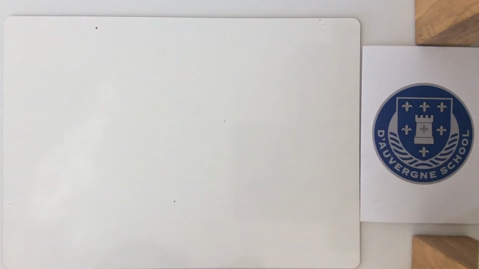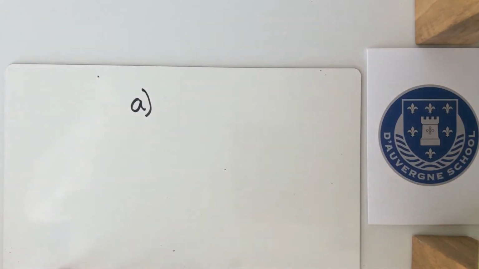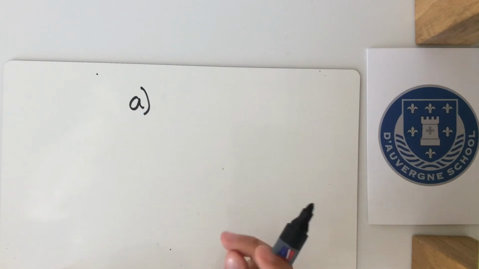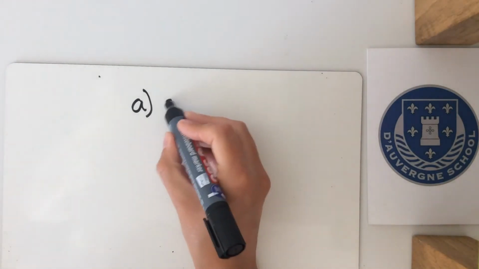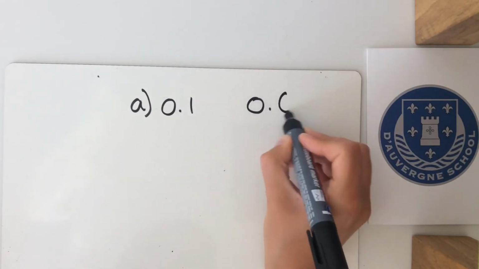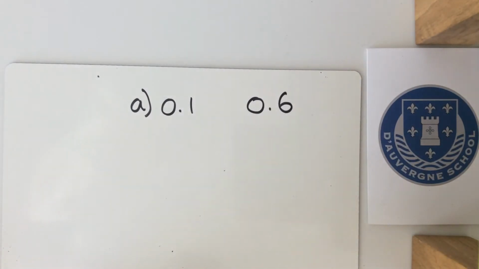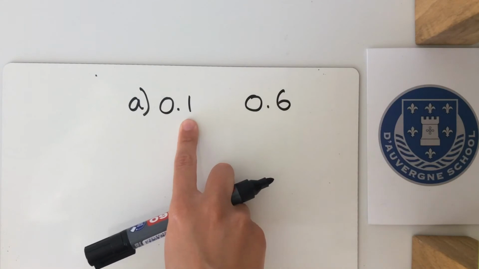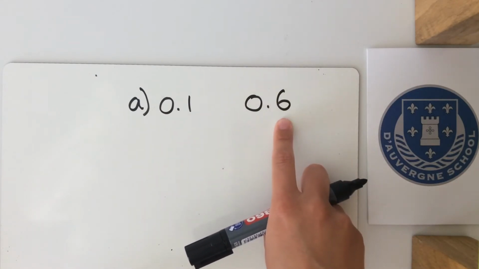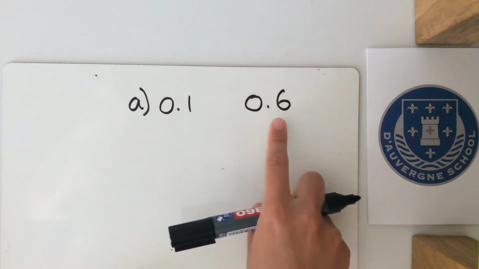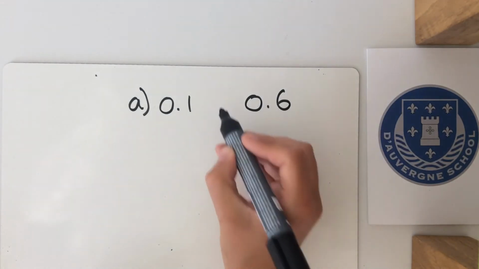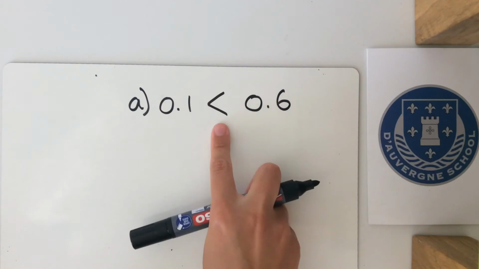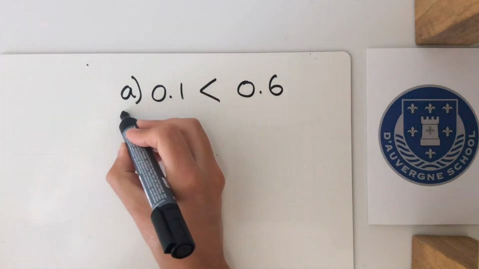For question A, we have 0.1 or 0.6. Which is smaller? This one has 1/10 and this one has 6/10. So 0.1 is smaller than 0.6. Which crocodile mouth do I use? It eats the bigger number.